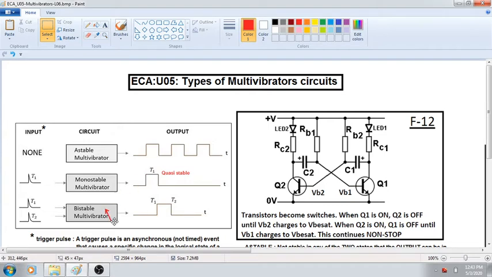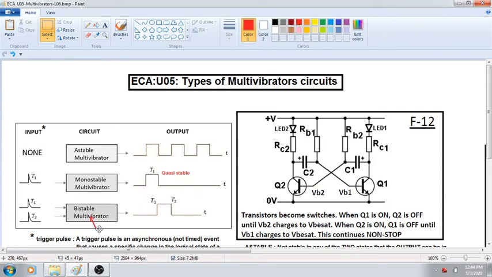Now we'll go to the bistable multivibrator. Now obviously you can very easily guess that a bistable does not remain stable in either the low state or the high state. Monostable multivibrator remains stable in the low state, but if a trigger pulse is given, it will go to the quasi-stable state, it will remain there for a fixed duration, and it will come back on its own to the stable state.